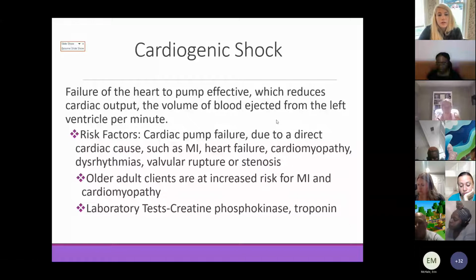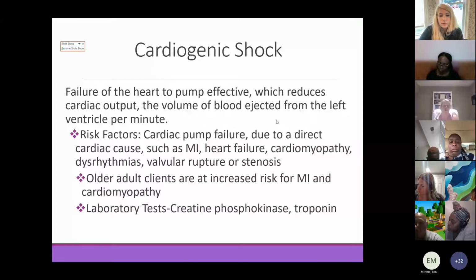Older patients are at an increased risk for developing MIs and cardiomyopathy. So we do see this a good bit more in our older population than we do in younger people.